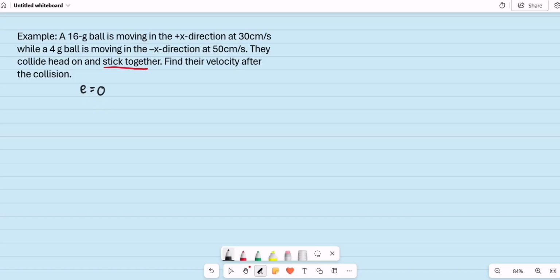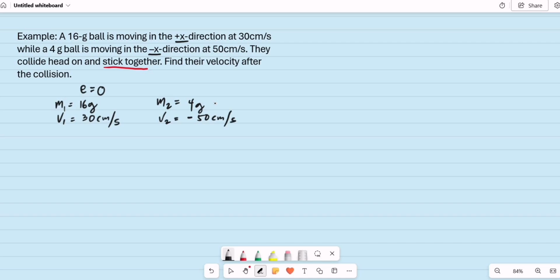So we have the given: mass number 1 is equal to 16 grams. Velocity number 1, moving in the positive x direction, we assume that to be to the right, is positive 30 centimeters per second. We have mass number 2 equal to 4 grams, and velocity number 2 is moving in the negative x direction, so this should be negative 50 centimeters per second.